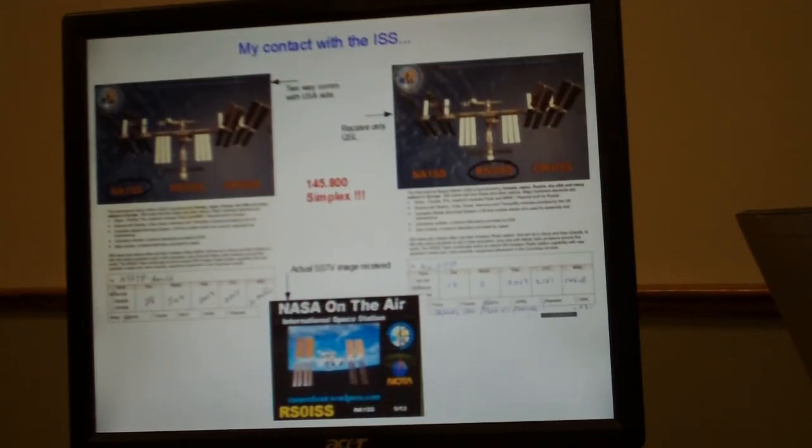This is my actual contact with the International Space Station. I actually had a two-way communication with them, as well as some slow scan TV. It's very easy to do. All you need is a handheld 2-meter radio and a cell phone, which mostly everybody has.